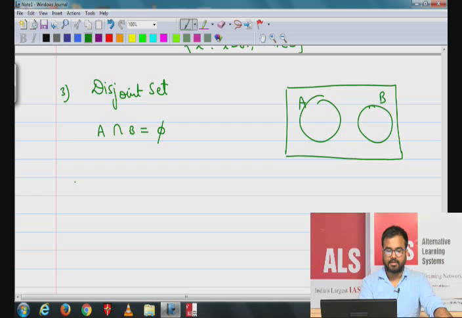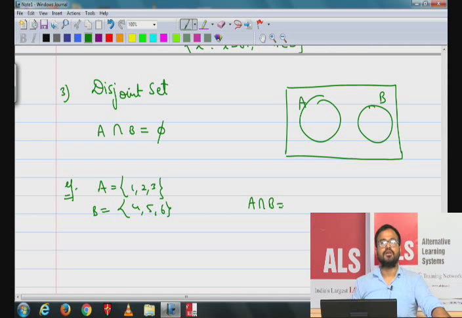Like if we take one example, we can say A is 1, 2, 3 and B is 4, 5, 6. If I ask you to find what is A intersection B, you can see in both the sets there is nothing in common. So you will say nothing is common, so the result will be phi.